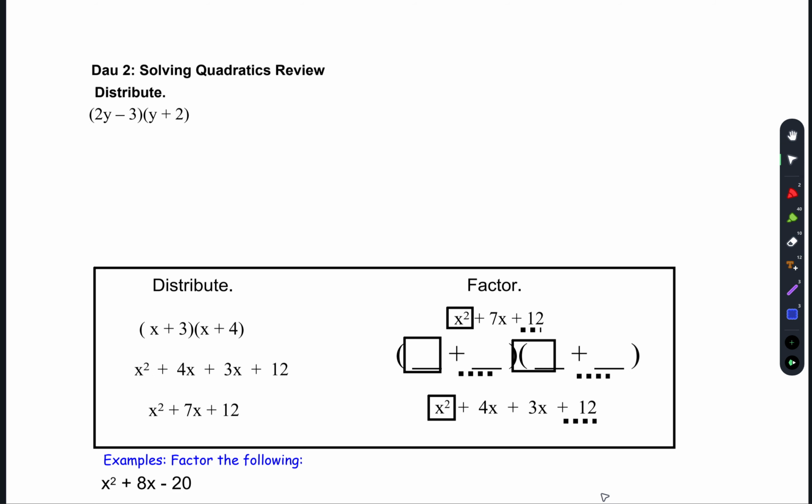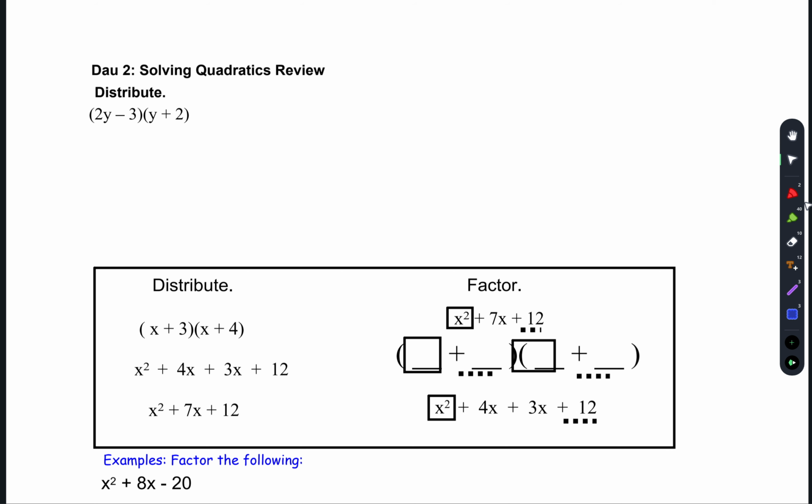All right, so for everybody's favorite topic, we are going to be factoring today. In order to start factoring, we're going to start by going backwards. So this is the factored form of an equation. We are going to unfactor it, aka we're going to distribute. You might have heard this called the FOIL method. I call it double distribution.